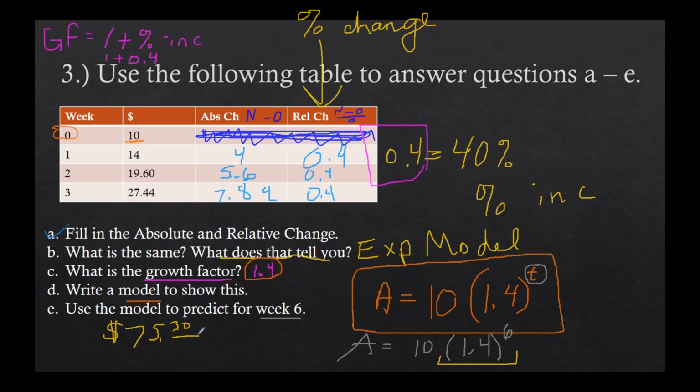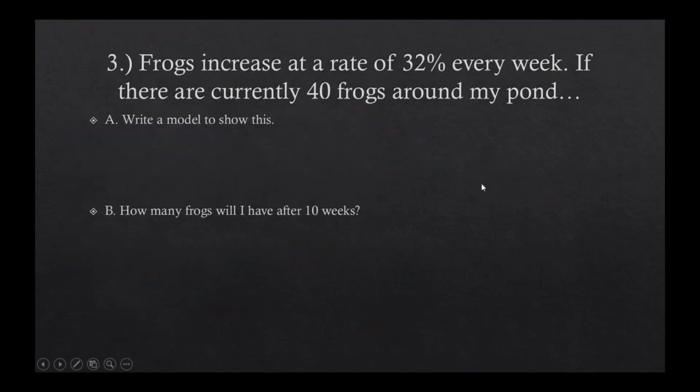So that gives us a little bit of absolute relative change review and an introduction to exponential. A little bit of everything there. Now let's come at it from a more straightforward method. I'd like you to try this one. See if you can write a model in part A and then use that model in part B to predict.